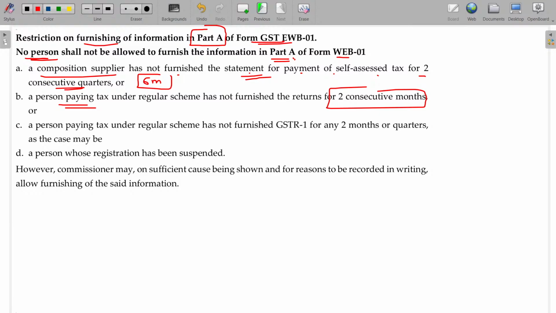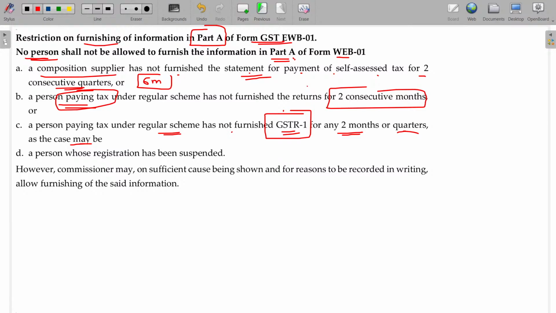In case of a regular taxpayer, for 2 consecutive months, if he has not furnished the details regarding the returns, whatever the things you are supposed to give as a return, and fail to pay or submit, then you are not eligible for GST e-way bill filling. And a person paying tax under the regular scheme who has not furnished GSTR-1 for 2 months or quarters, as the case may be. This one is all about paying tax. Now, this is all about GSTR-1. GSTR-1 is a different form, this is another form.